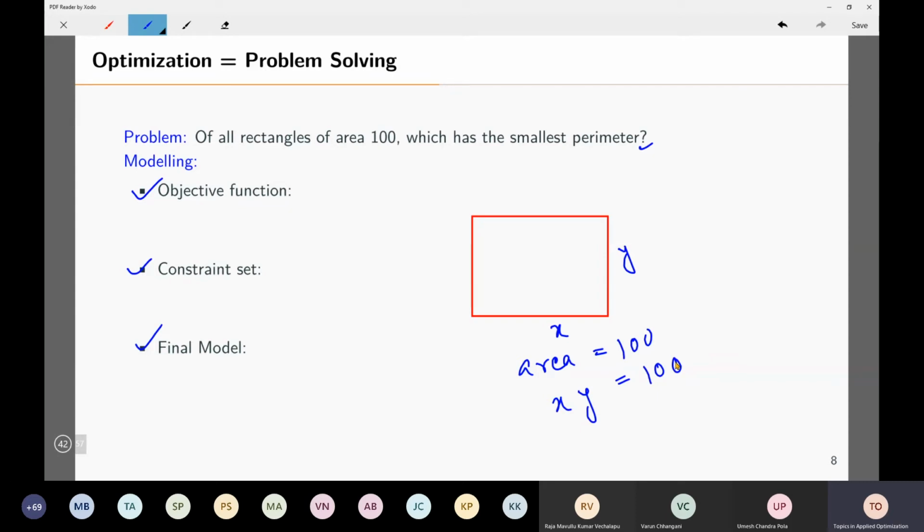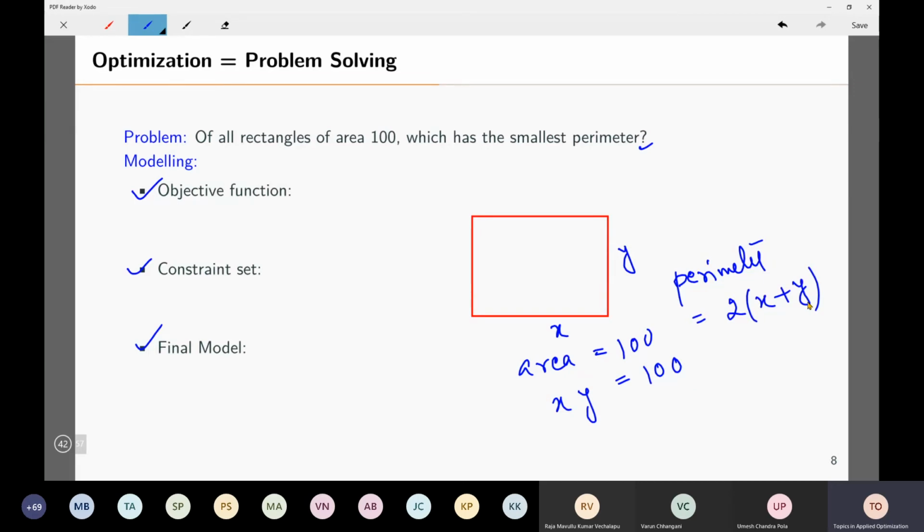Now the question is which has the smallest perimeter. So perimeter is the sum of these lengths. So the perimeter of a rectangle is 2 times (x plus y). So the perimeter we know.